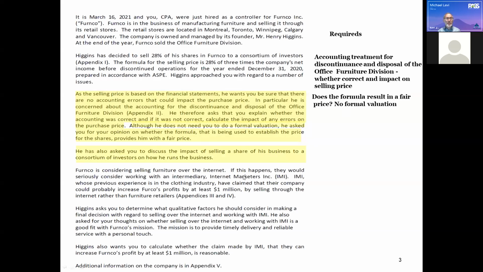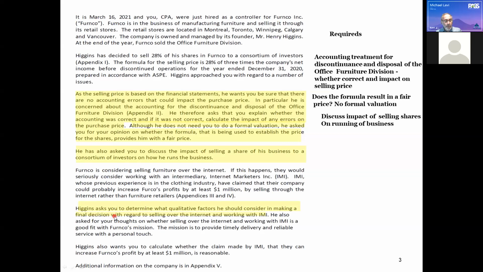He also asked you to discuss the impact of selling a share of his business to a consortium of investors on how he runs the business. So that's the next required. Here they give you a little bit of background information. And then in this paragraph here, the third to last paragraph, they come down to the required. Let's take a look at the required together.